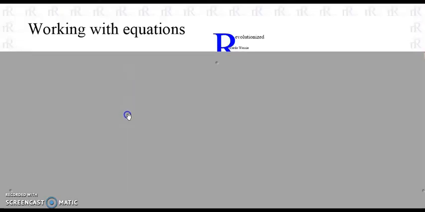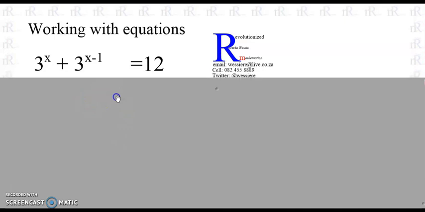Now we get to our next exercise. We're working with equations. So here we have 3 to the power of x plus 3 to the power of x minus 1 is equal to 12. Whenever we have an equation, something needs to be solved. We need to calculate a value of the unknown. So what we do here is we will firstly try to make this a single term so that we can do some isolation of the unknown.